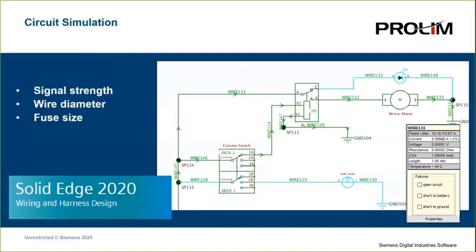Here's an example of the circuit simulation. If you look at the circuit, the green wires are indicating that we have signal flowing through that.